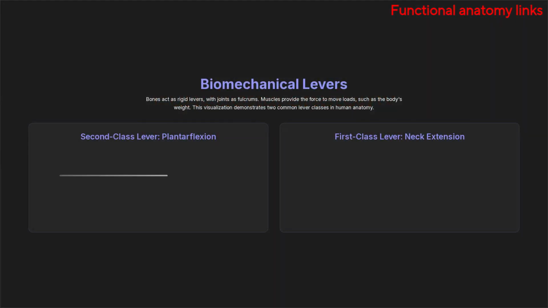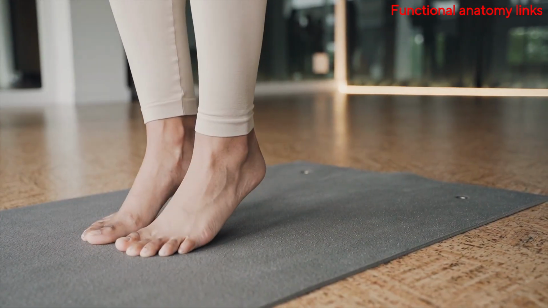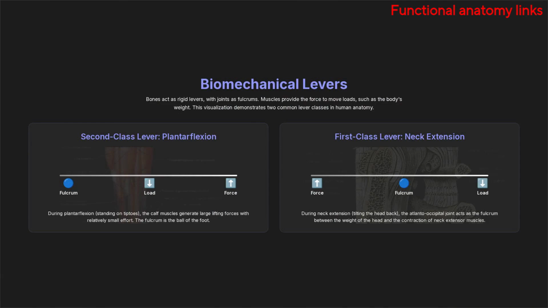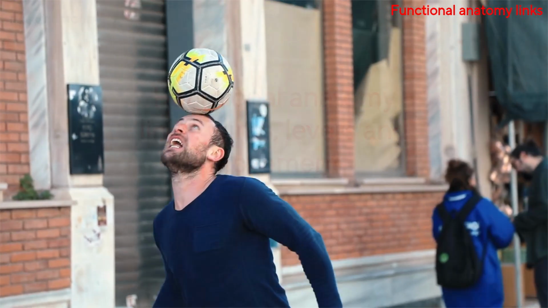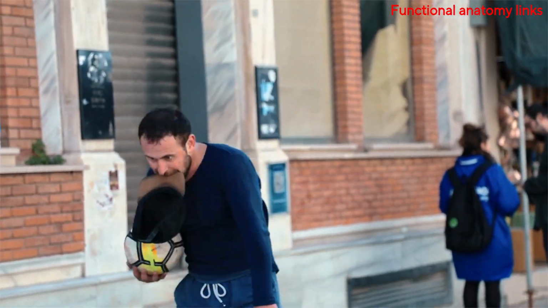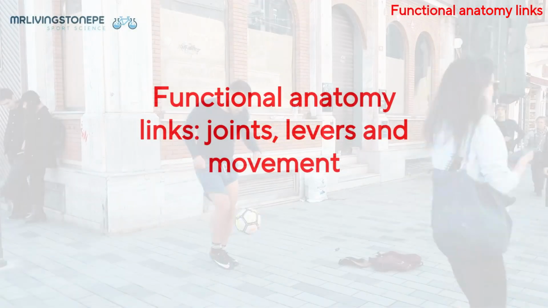Bones function as rigid levers, with joints serving as fulcrums and muscles providing applied forces, exemplified by second-class levers during plantar flexion, where the calf muscles generate large lifting forces with relatively small muscular effort, and first-class levers during neck extension, where the atlanto-occipital joint acts as the fulcrum between the weight of the head and neck extensor muscles.